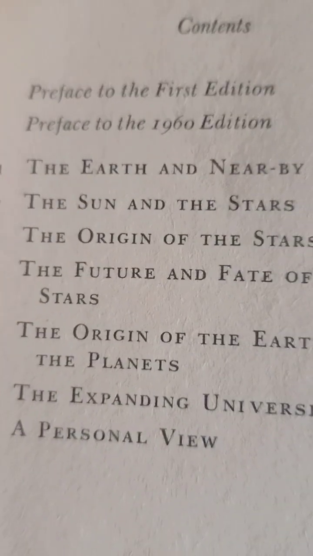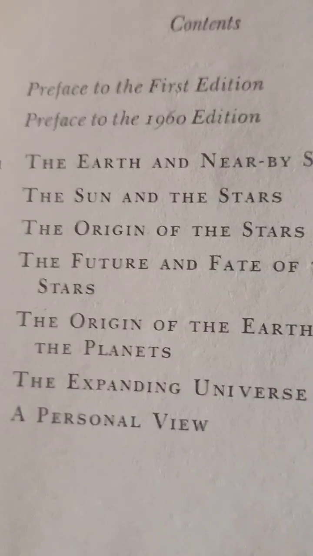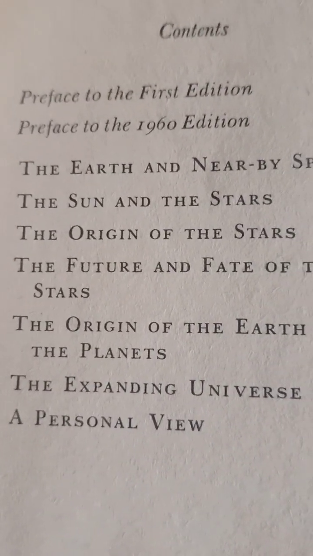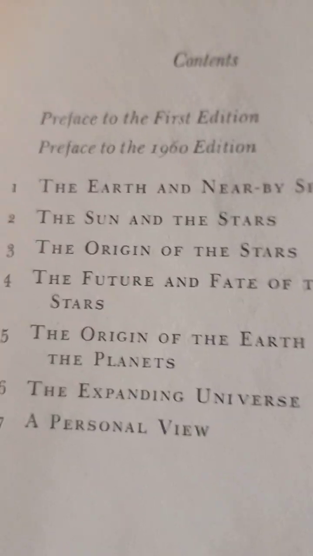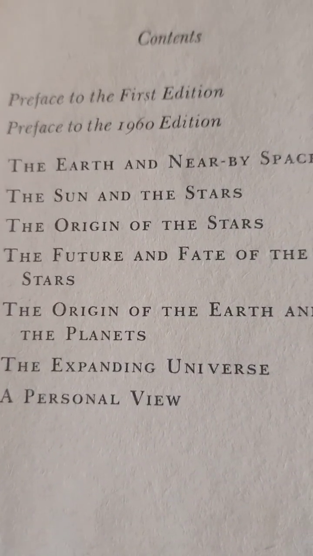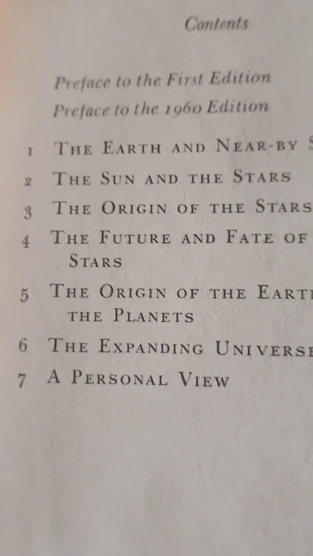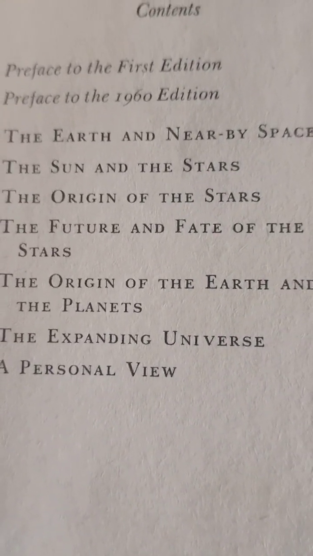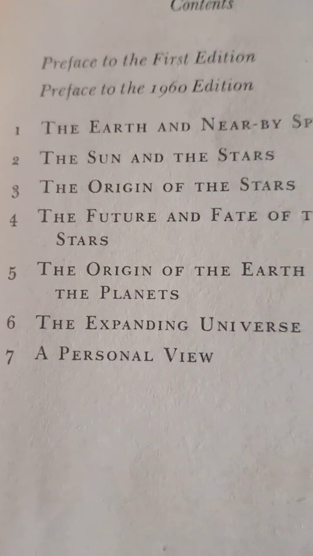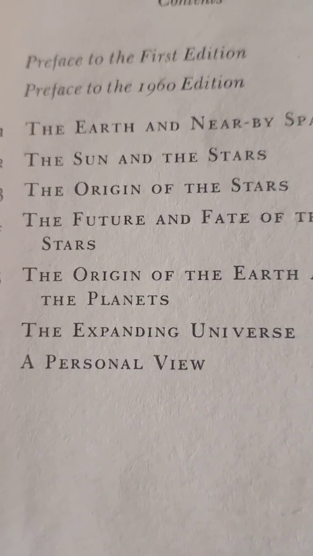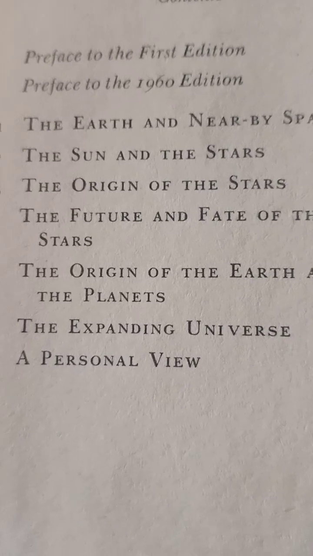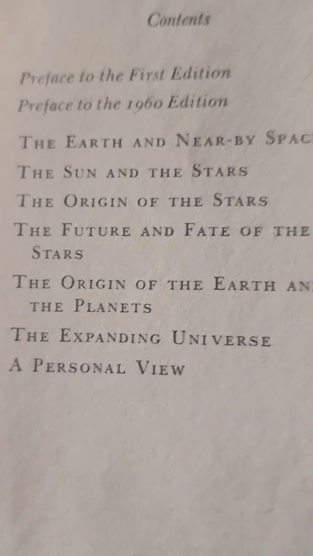The first chapter is the earth and the nearby space. Chapter number 2, the sun and the stars. Chapter number 3, the origin of the stars. Chapter number 4, the future and the fate of the stars. Chapter number 5, the origin of the earth and the planets. Chapter number 6, the expanding universe. And chapter number 7, a personal view, where the author expresses some comments on astronomy.